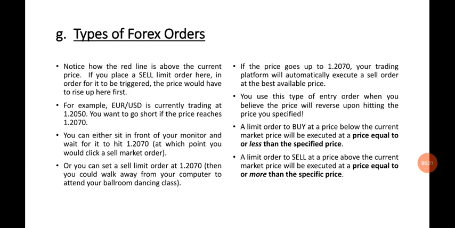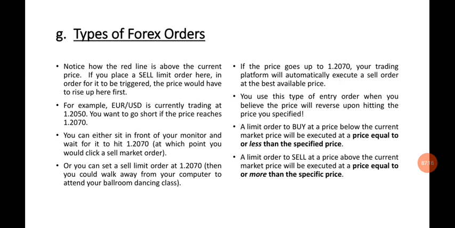You want to go short if the price reaches 1.2070. You can either sit in front of your monitor and wait for it to hit 1.2070, at which point you will click a sell market order, or you can set a sell limit order at 1.2070. Then you could walk away from your computer to attend your ballroom dancing class. If the price goes up to 1.2070, your trading platform will automatically execute a sell order at the best available price. You use this type of entry order when you believe the price will reverse upon hitting the price you specified.